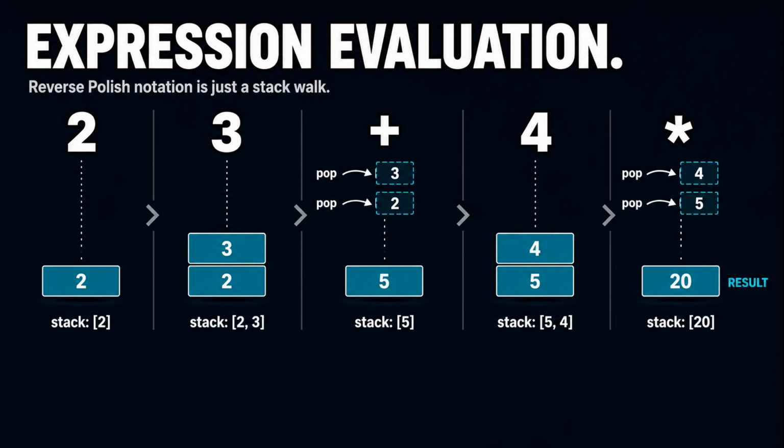The third pattern is expression evaluation. The reverse Polish notation a calculator uses, where 2 plus 3 is written as 2, 3, plus, is a stack walk. You push numbers, and every operator pops the top 2 values, applies itself, and pushes the result. That is also how compilers internally evaluate constant expressions.